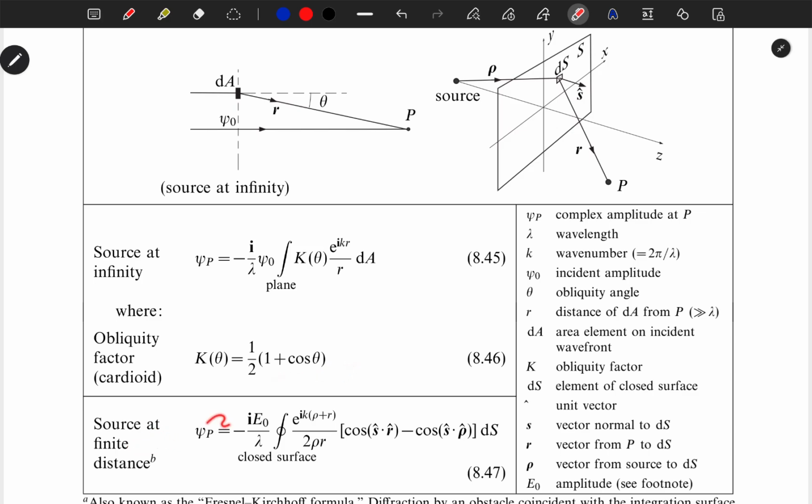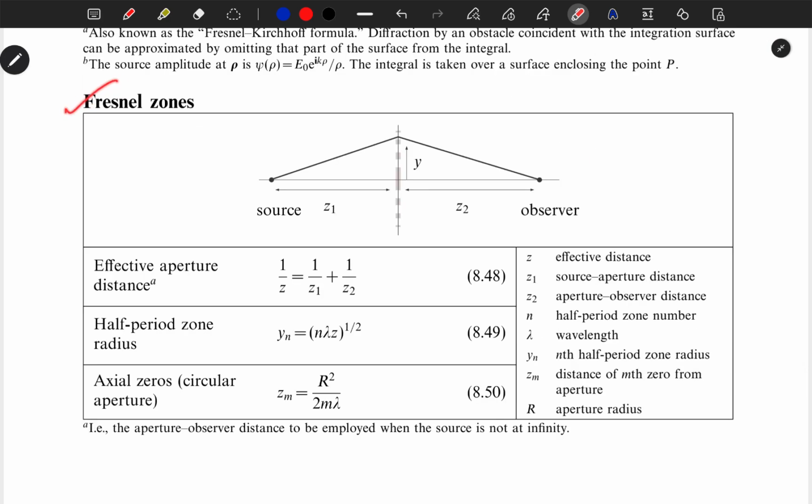Source at finite distance, then psi P will have the following formula. For source at infinity, we have this formula. Fresnel's zone, the effective aperture distance: 1 by z equal to 1 by z1 plus 1 by z2. So source aperture distance and aperture observer distance. Half period zone, y_n equal to (n lambda z) to the power 1 by 2. Axial zero, that is for circular aperture, z_m equal to r square by 2m lambda.